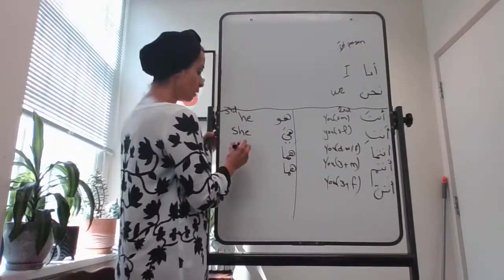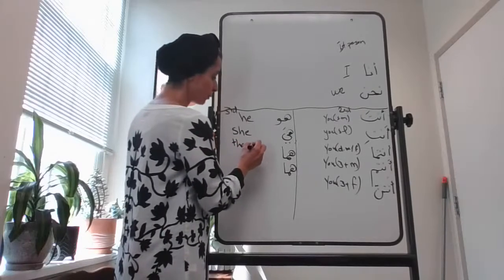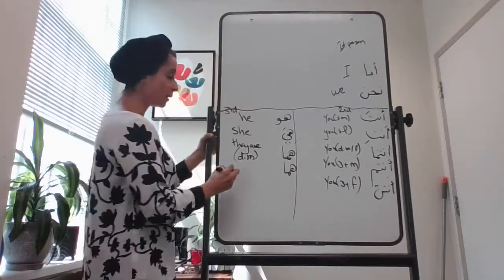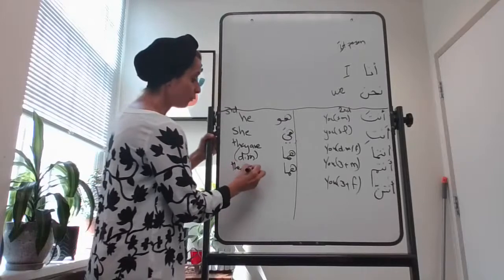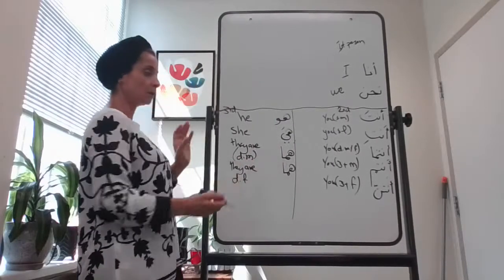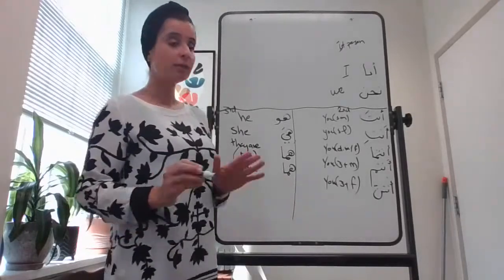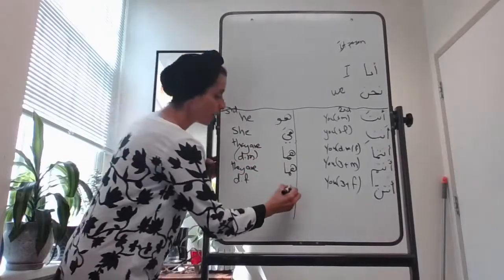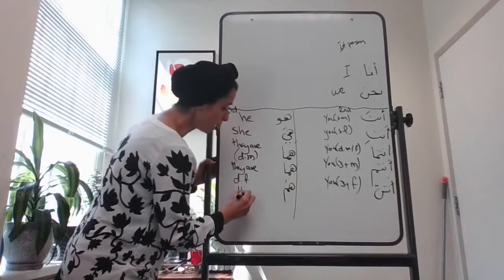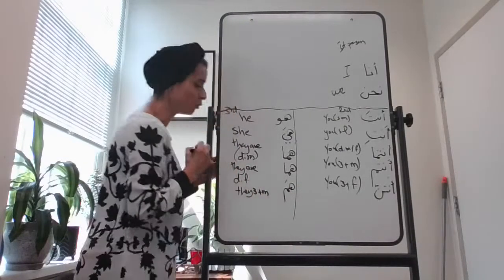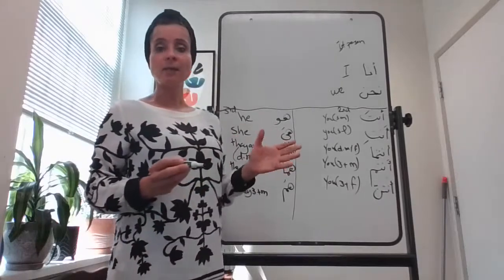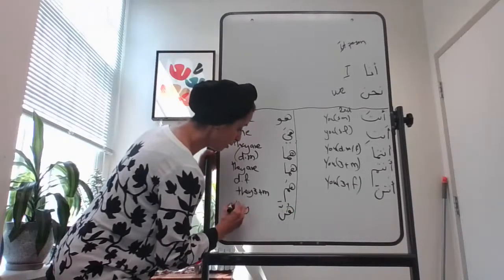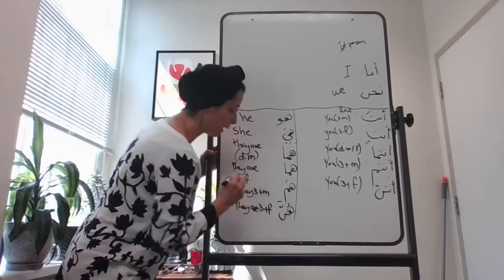So huma is they are for dual masculine. And the second huma is they are for dual feminine. They are the same pronoun, but there is a little difference, so that's why I'm mentioning both of them here. And then we have hum. Hum is they are for three and more masculine. Hum asatida, hum tullab. And for feminine, we have hunna. Hunna is they are for three and more feminine.